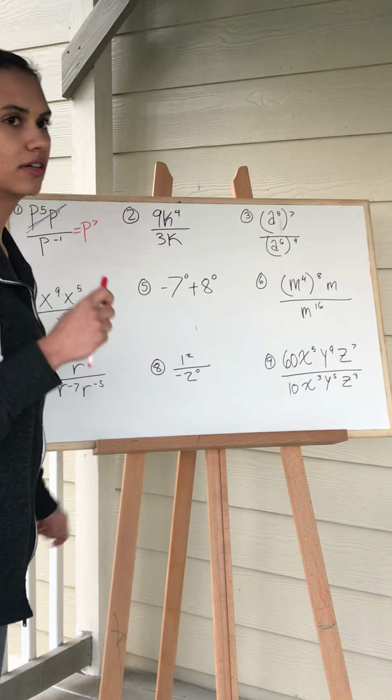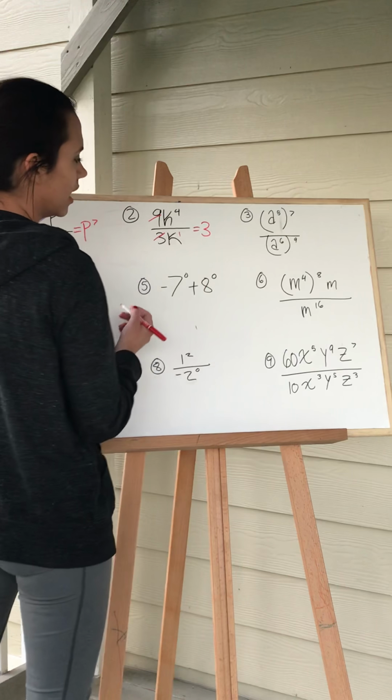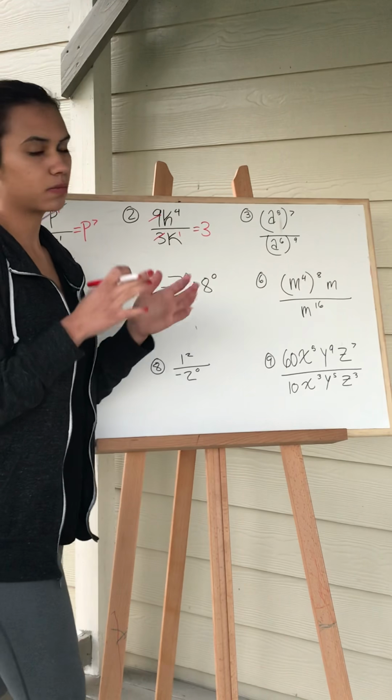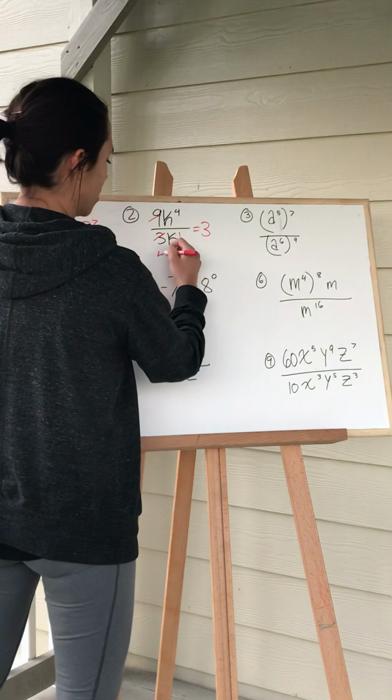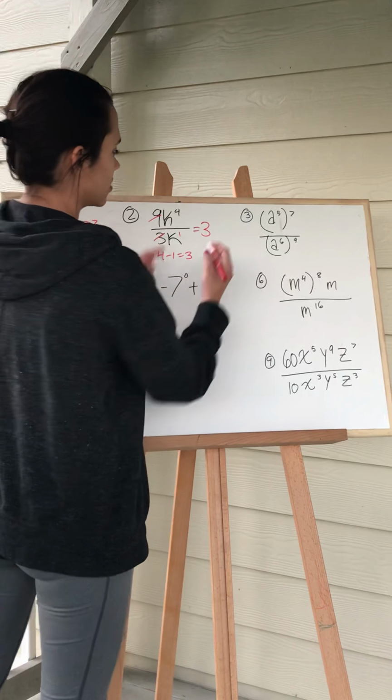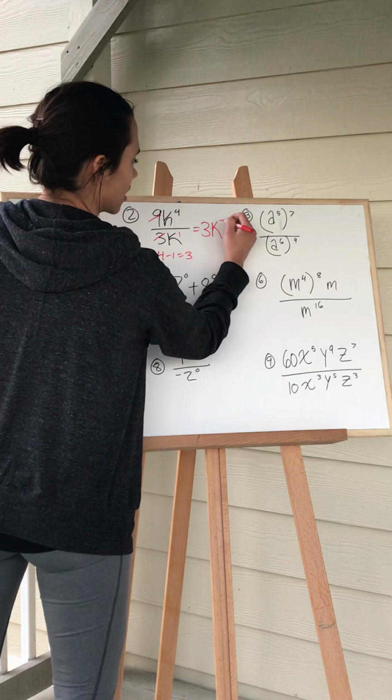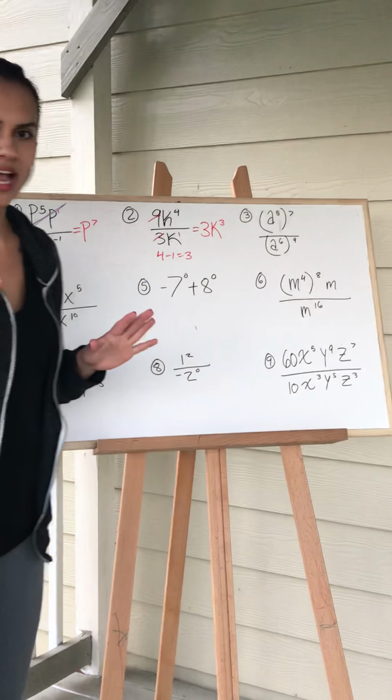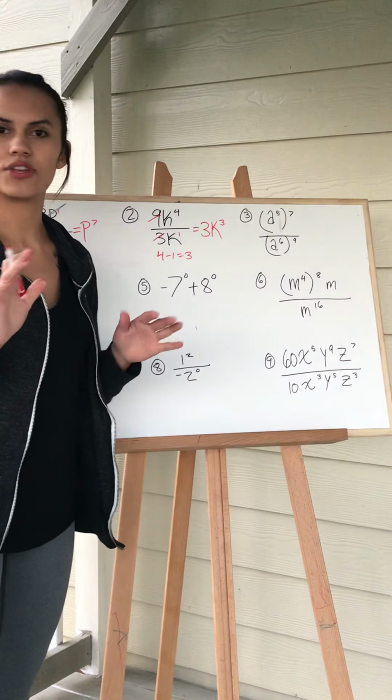So 3 can go into 9. How many times? The larger number is in the numerator, so we know it goes in 3 times. So we've got 3 now, and then k to the 4th, and then k. Remember, this is k to the 1st. It's not negative or anything, so now we're just working with 4 minus 1, which equals 3. So we've got 3k to the 3rd. Nothing was negative, so there's no reciprocal and no negative exponent rule to think about. Just 3k to the 3rd.